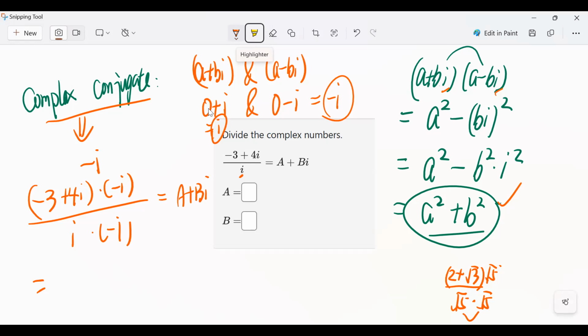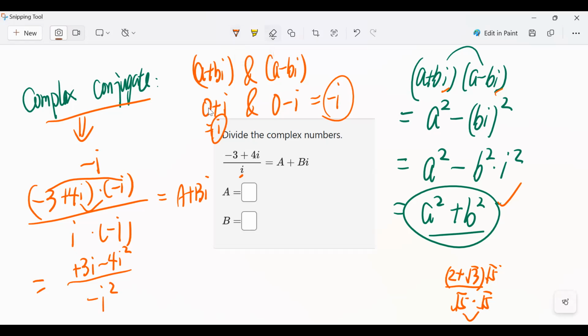Once we multiply both top and bottom by -i, we get -i squared on the bottom. Negative i squared is positive 1. And here, distributing, negative 3 times negative i is positive 3i. And then 4i times negative i is minus 4i squared.